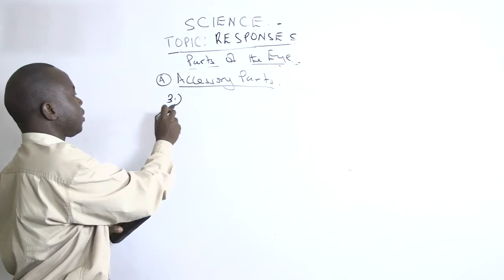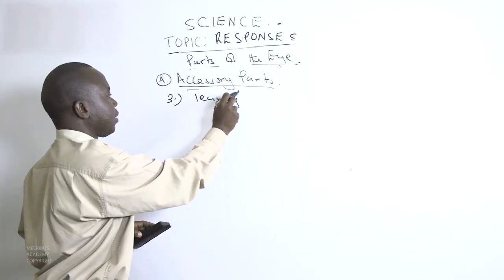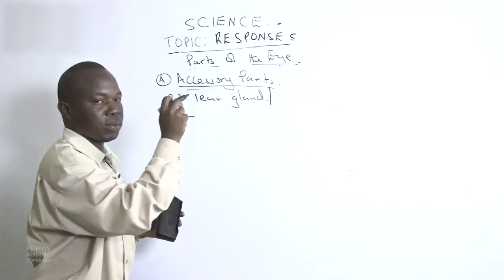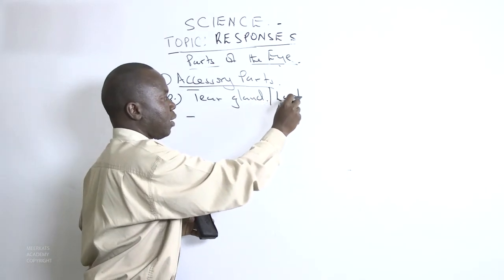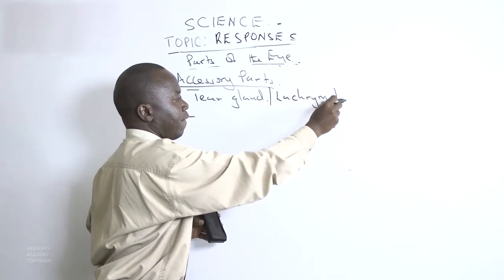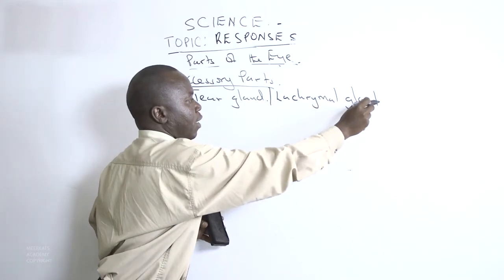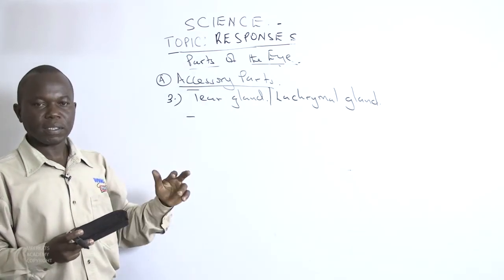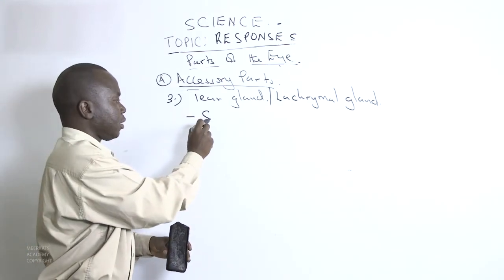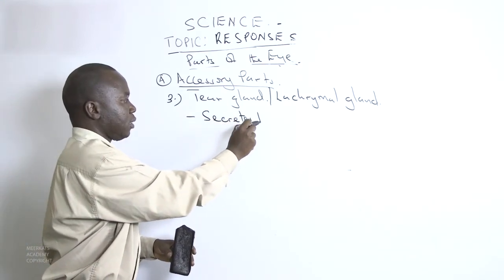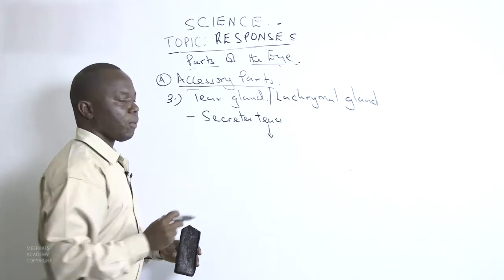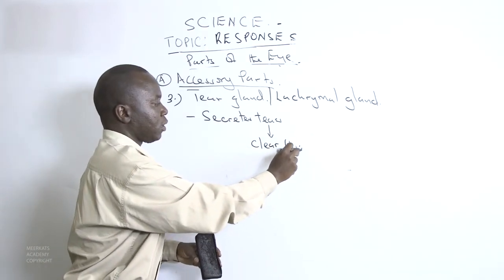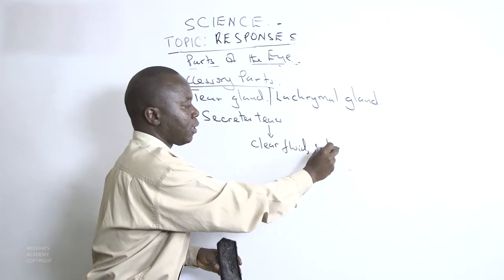The other accessory part is the tear gland. The tear gland is also referred to as the lacrimal gland. The role of the tear gland is to secrete tears. So, what are tears? Tears are simply a clear fluid that is saline.